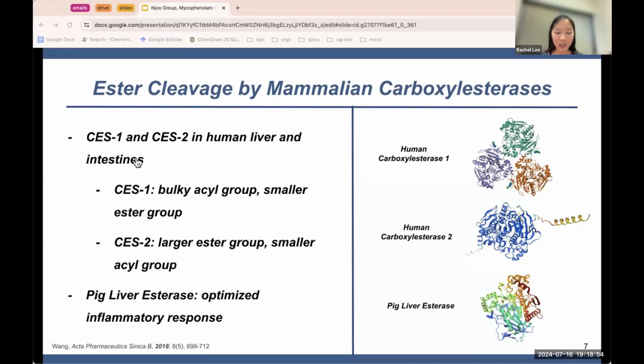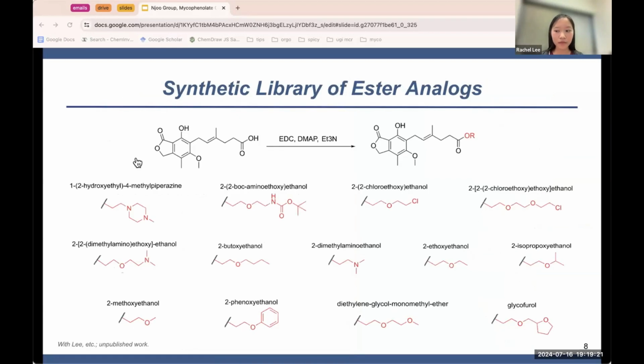In contrast, human carboxylesterase 2 is drawn to esters with a relatively larger ester group and relatively smaller acyl group. In our case, this would be the analogs with larger ester tails. Pig liver esterase is known to hydrolyze esters at amide bonds, and due to its optimized inflammatory response, we will also be including it in our esterase assay.